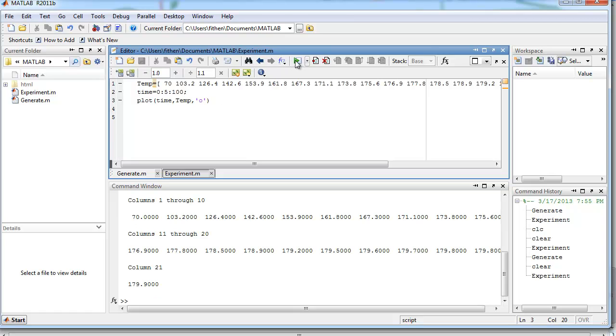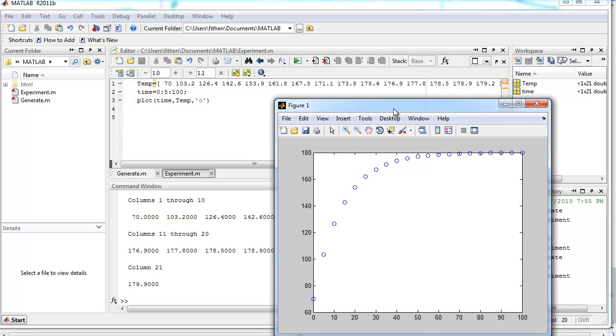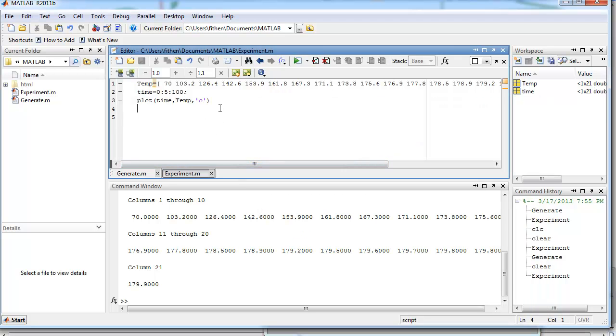Okay, if we do our plot one more time and we take a look at it, we get our plot that looks just like this. But let's do something interesting. I know the T naught and the T infinity. T infinity here was 180 because I took the temperature of it. I knew that T naught was equal to 70.